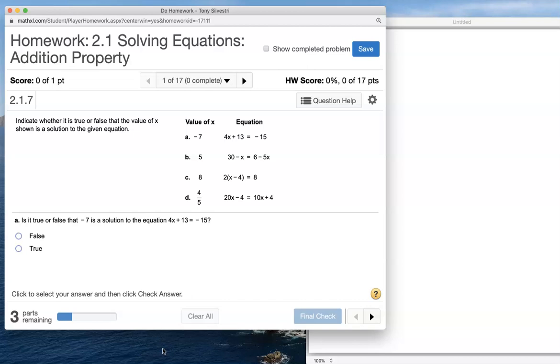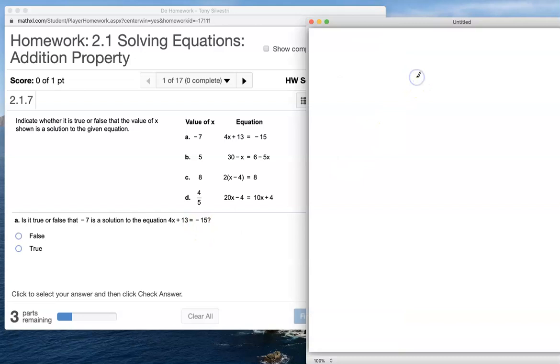Indicate whether it's true or false that the value of x shown is a solution to the given equation. Once you have an equation with an equal sign, only one value can make that equation true. And what they're asking us here is, is the number -7 the answer? Is it true or false that -7 is a solution to this equation? Well, the only way to find out is to plug the numbers in. And here's the template, the equation.